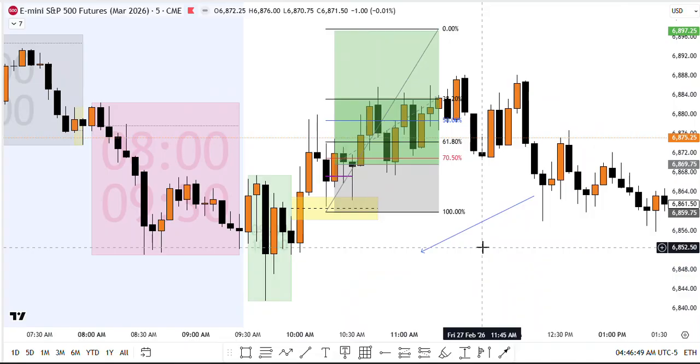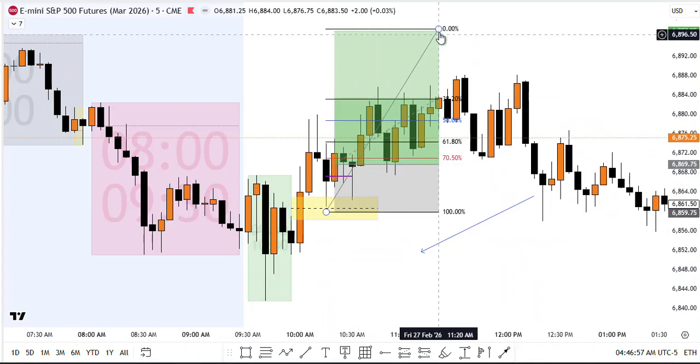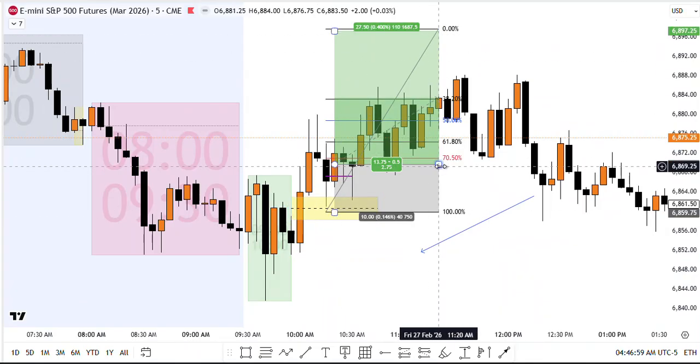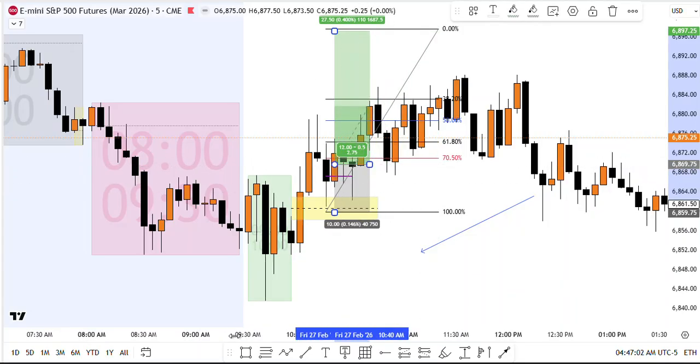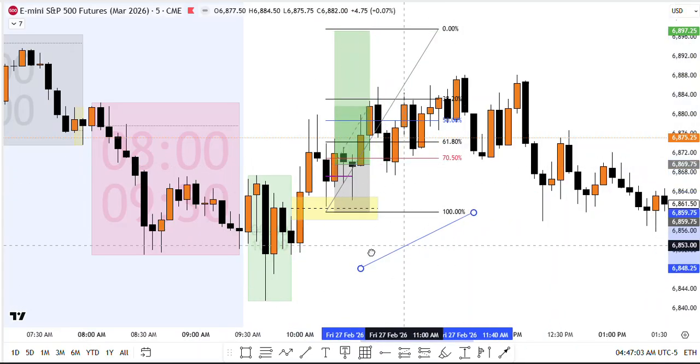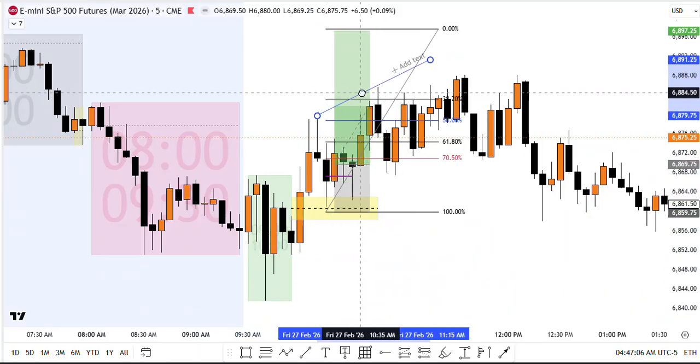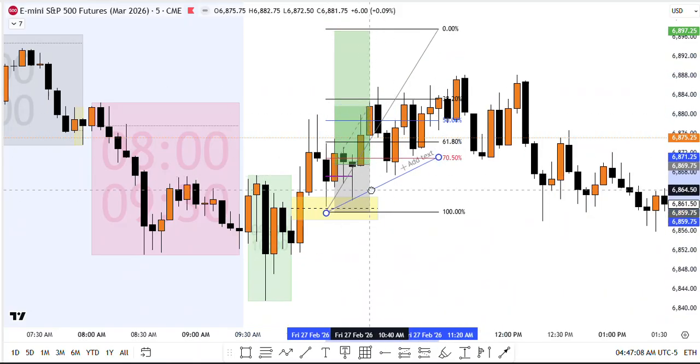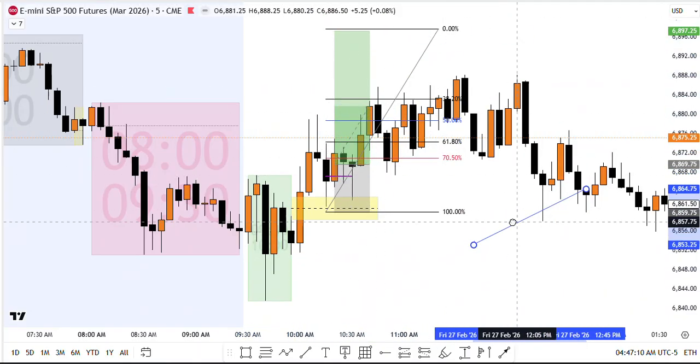Once we have that, the rest just comes down to experience, right? Your entry, stop loss, and your targeting. Targeting is 100%, which was here. This was my 100% from this low to this high. Projected from this low, that's 100% right there.